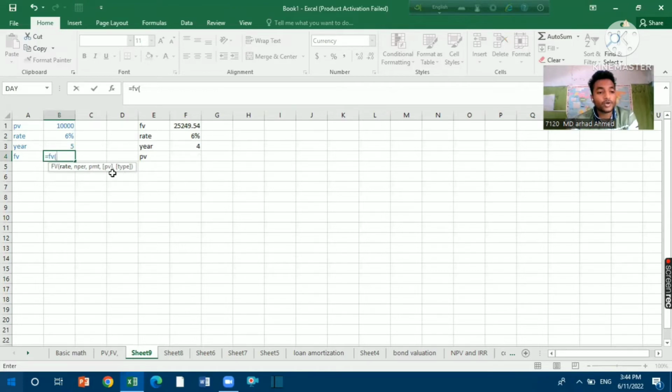According to the requirement, we have to take the information from the question. So take the rate at first. Here you can see the rate of interest is 6%. So take the rate of interest, and NPER. NPER means number of years. Here you can see the number of years is 5. So take the number of years, and then the third option is payment. Payment means actually in this mathematical problem there is no payment, so the payment option will be 0.